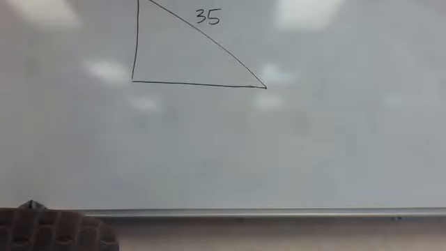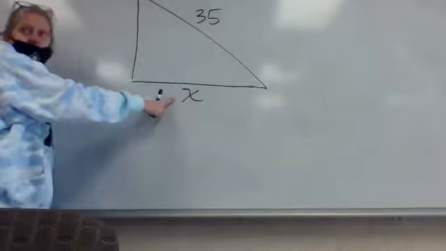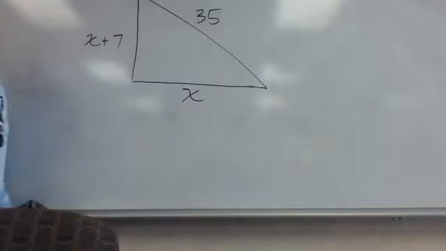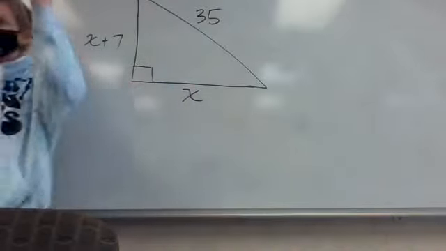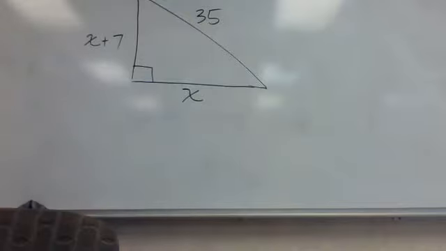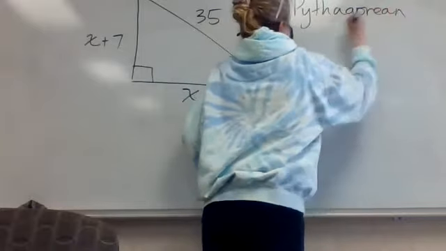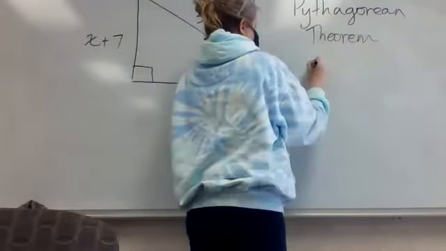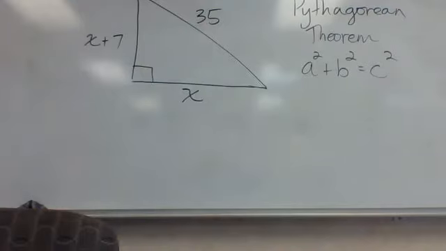So I don't know what those numbers are. If I call this side my x, this side's 7 feet longer than this side, so it's going to be x plus 7. The shape of this is called a right triangle, because the tower connected to the ground makes a right angle, or a 90-degree angle. What we're going to use, and you've probably heard of it before, is the Pythagorean Theorem, which is a squared plus b squared equals c squared.